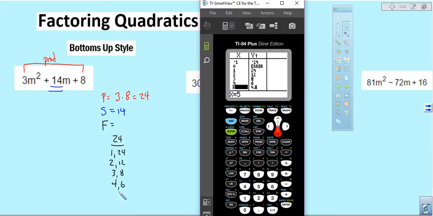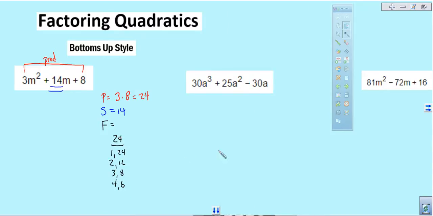Alright, so let's tuck that away and go back to the process. We're looking for two numbers from these factors that add together to give us 14, because we already know the product is 24. Two numbers that give us 14 are 2 and 12. So those are our factors. We take those factors over and place them in their parentheses. So we have m plus 2 and m plus 12.